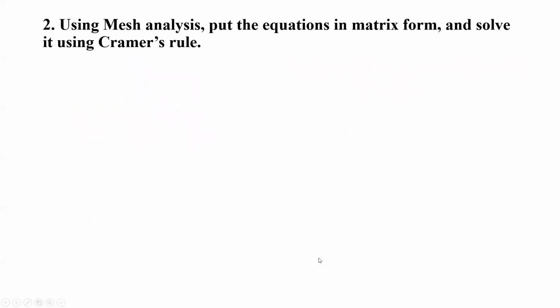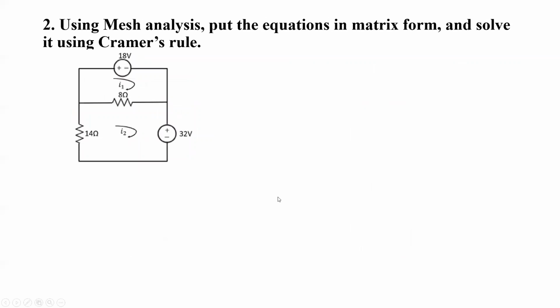Let's see problem number 2. In problem number 2, we have to use mesh analysis, and we have to put the equations in matrix form and solve using Cramer's rule. Let's start by applying KVL in mesh 1. If we see here in mesh 1, there is only one resistor and one voltage source, right? So current is coming out of the negative terminal of the voltage source.